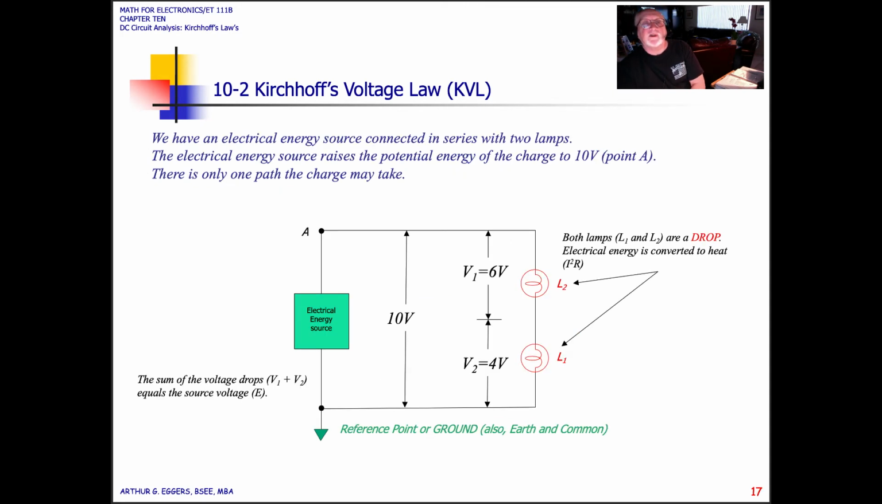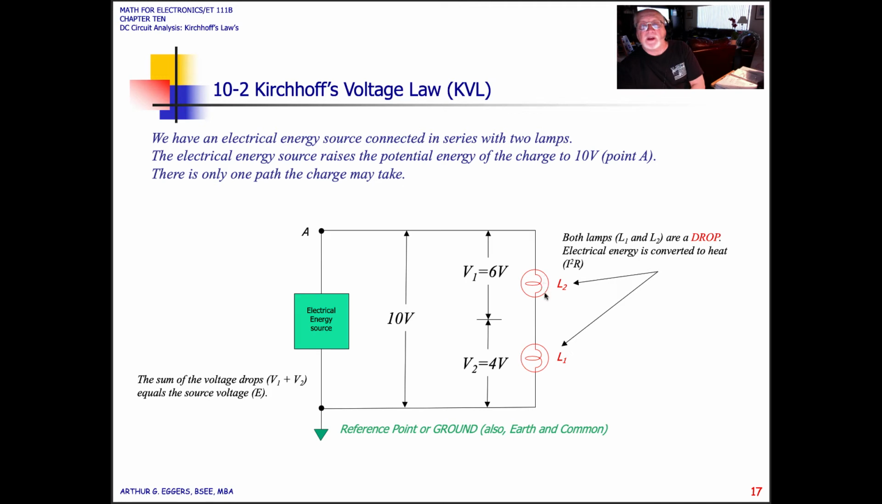We have an electrical energy source connected in series now with 2 lamps. So we've only got one pathway for the current to flow across L2 and L1. The electrical energy raises the potential energy of the charge to 10 volts at point A. There is only, though, one path for the charge to take when the current starts flowing.